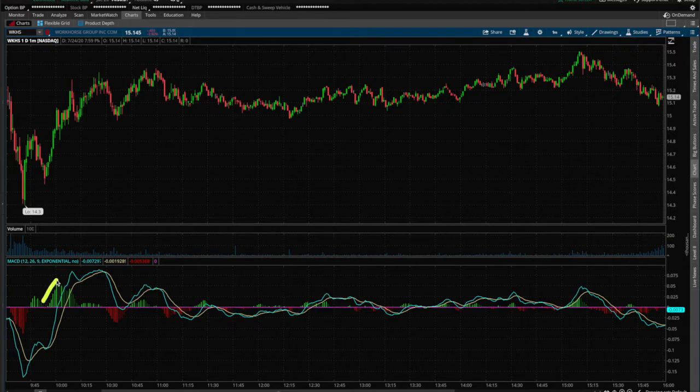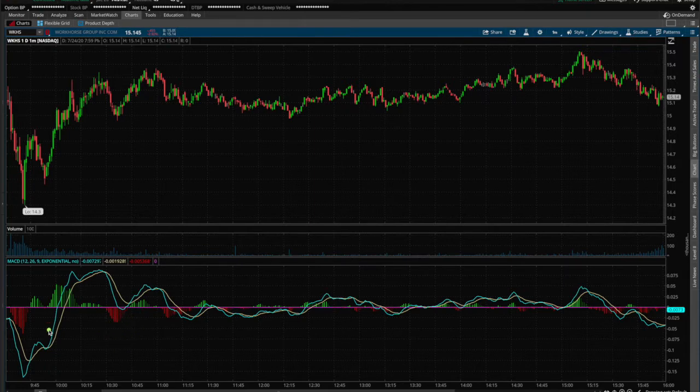Green lines that are increasing in size would signal a bullish move and potential to be long in a stock, as you can see here. Red lines that are increasing in size would signal a bearish move and the potential to be short in a stock, as you can see here.